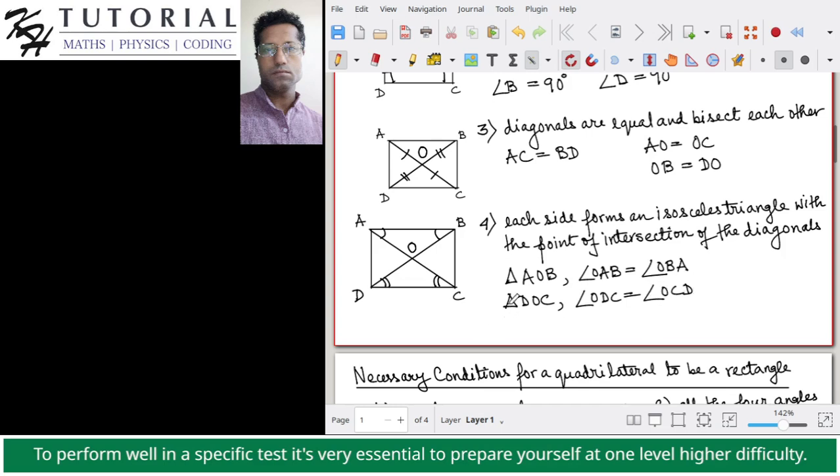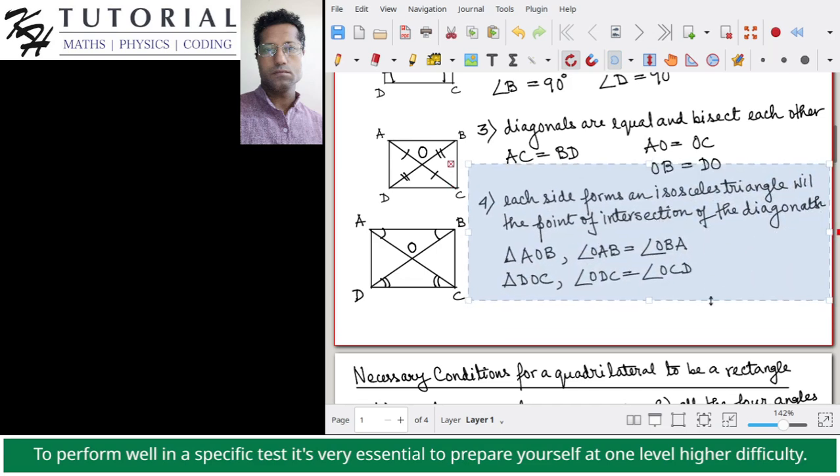Also we have on the side, I don't have space, let me create some space. Okay. Also on the side BC, the isosceles triangle created is BOC, where this angle will be equal to this angle. So angle OBC will be equal to angle OCB.